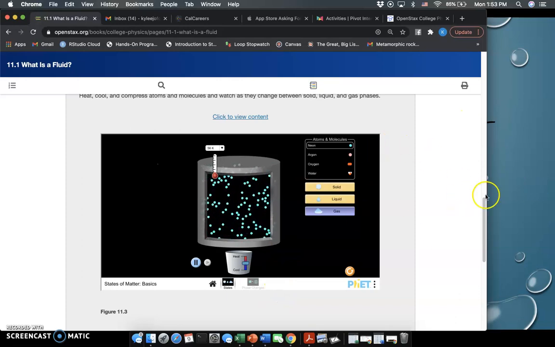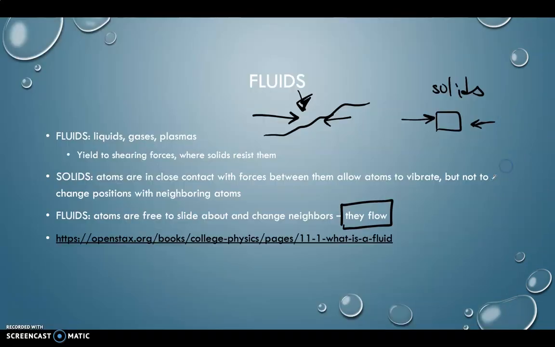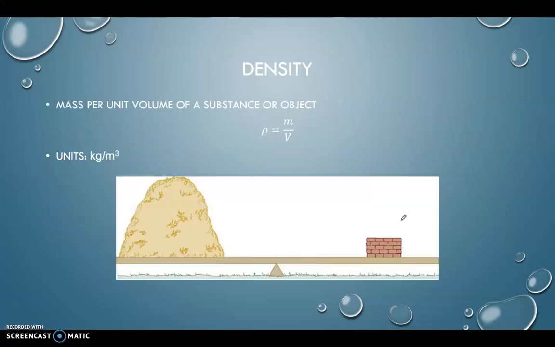All right, and you can play with it a little bit if you're interested. They also have how they change and so on, but we'll get to that in another section, okay?